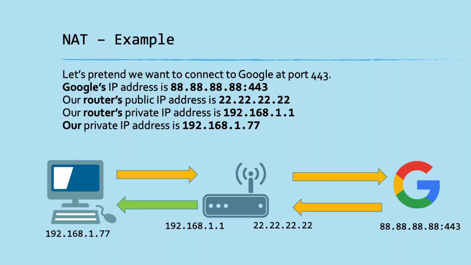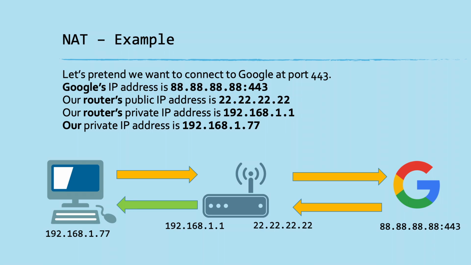So to demonstrate this a little bit more, let's give an example. Let's pretend that we want to connect to Google on port 443. That's just the secure version of a website, or HTTPS. So Google's IP address is 88.88.88.88 on port 443. This is an imaginary IP address, of course. Now let's say our router's public IP address is 22.22.22.22, just so we can illustrate this example a little easier.